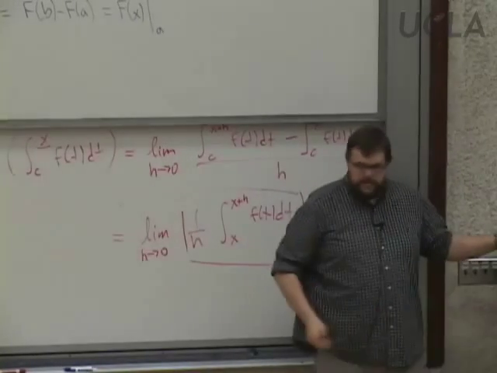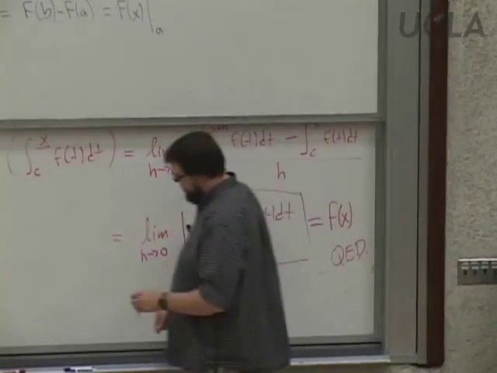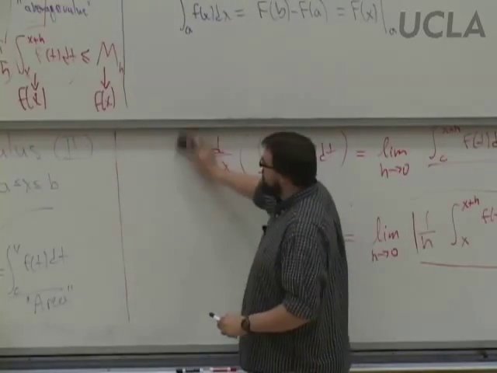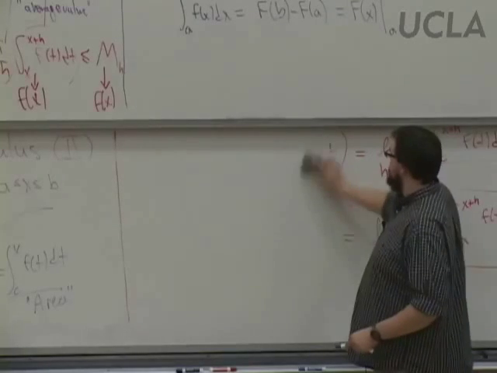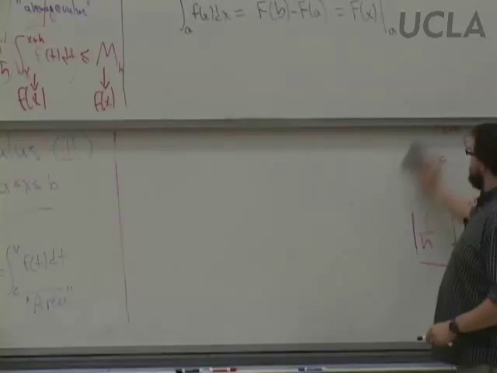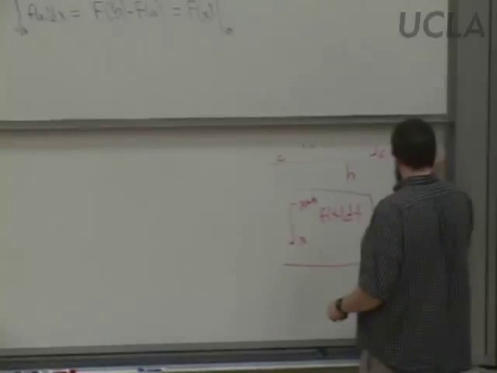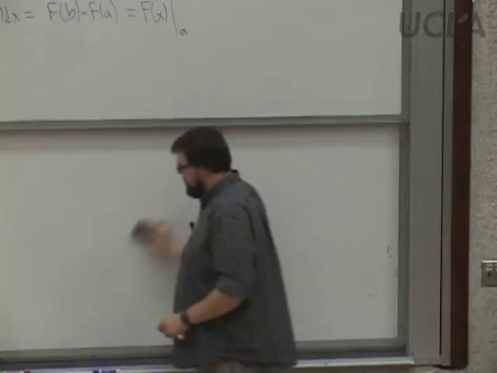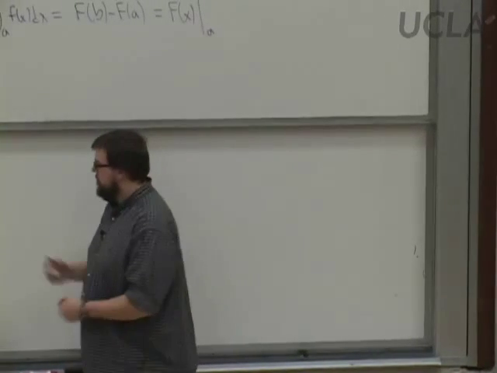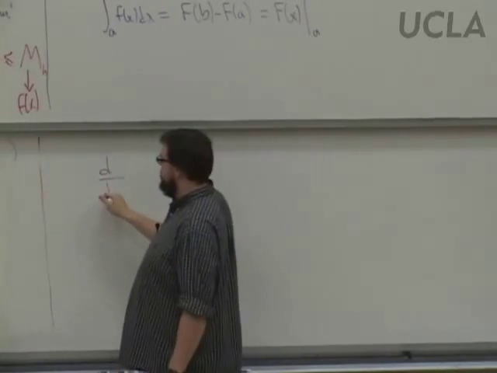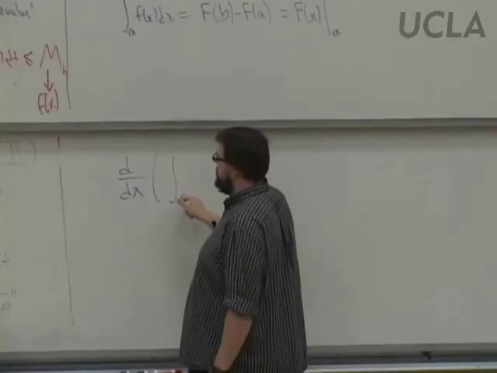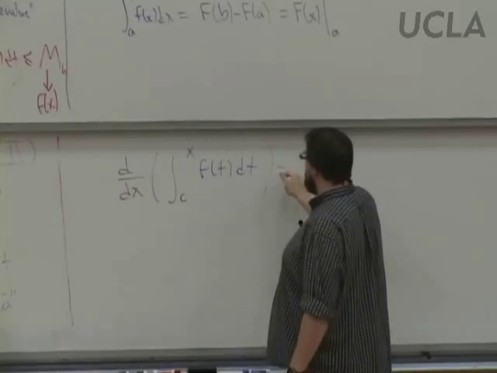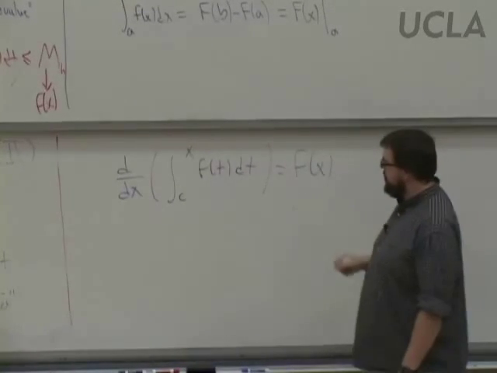Now, if I look at these two theorems and I compare them, this theorem says if I first integrate, then I take a derivative, I get back to where I started. So it's kind of saying that derivatives and integrals are, in some sense, inverses of each other. Because we have that the derivative of the integral from c to x of f of t dt is f of x. That's fundamental theorem of calculus part 2.